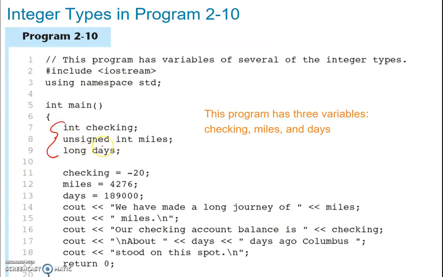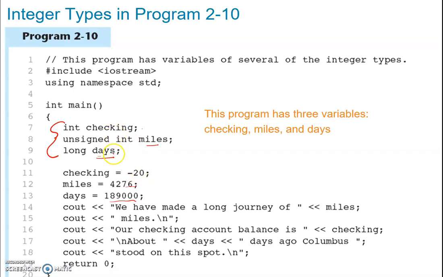So here's a long. The long is going to be allowing for numbers that are even larger. So the int is going to be checking. An unsigned int is miles. And so long is days is going to be of long type. So when they define them and give them value here, checking, a regular int can be plus or minus. The miles here is a 4-digit number, and then the days here you can see is much larger than 35,000. And so therefore they needed to use a long instead of a regular int.